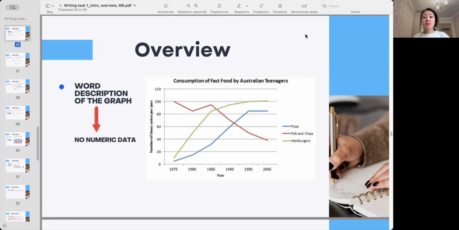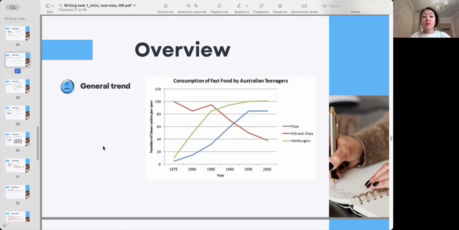Word description means that you do not give any numeric data. I mean, you can give the years, right, in 1975 or in 1995, something like this. But you should avoid using numbers, specific data, information, I mean, percentages, numbers, and so on, right? Let's see how it works. The first thing that you start your overview with is a general trend.